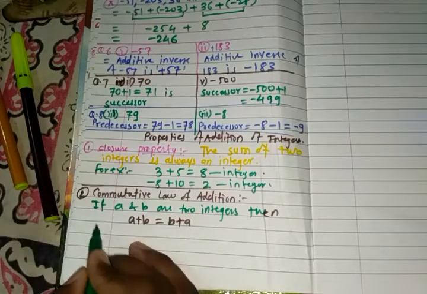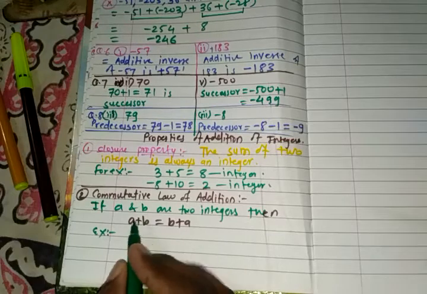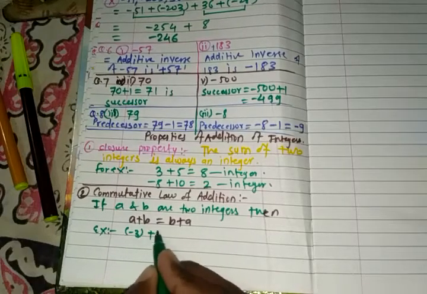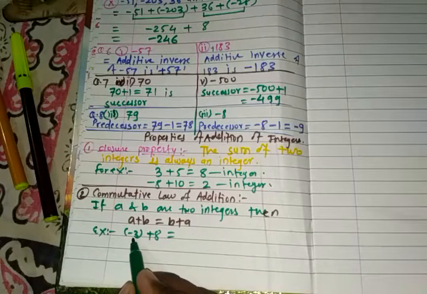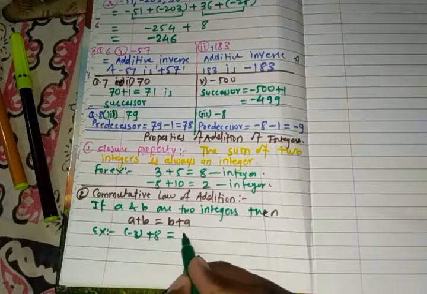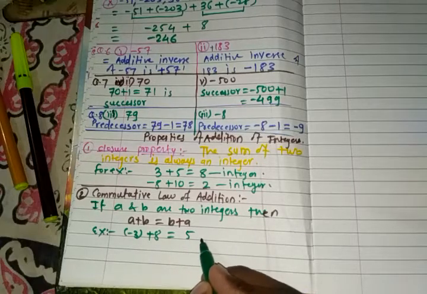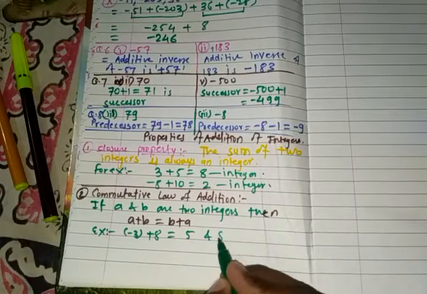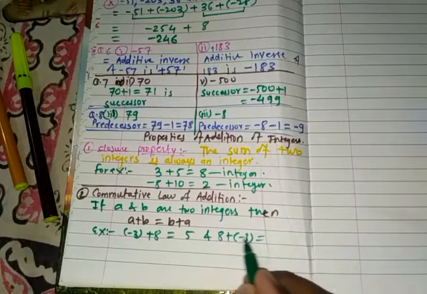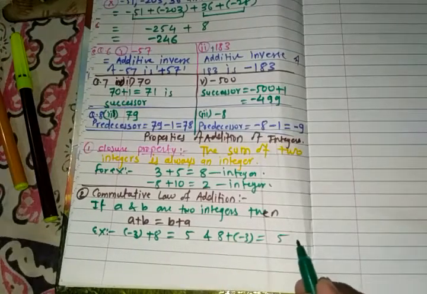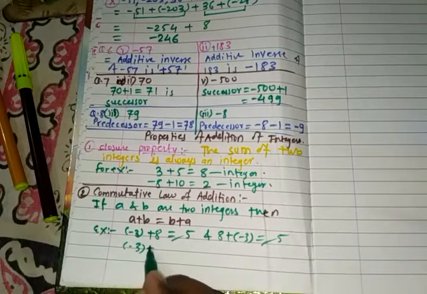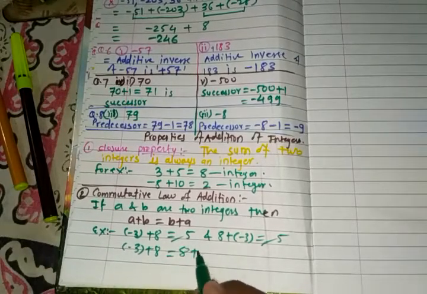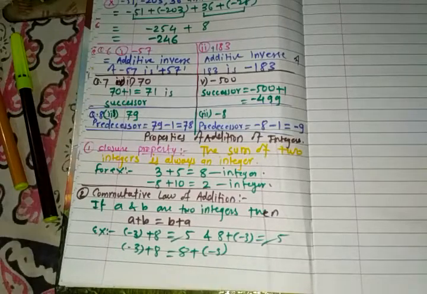Let's take an example of that. Suppose minus 3 plus 8. Let's do the addition of that. Different sign, so subtraction, 8 minus 3, 5 is there. After that, change their order, 8 plus minus 3, again subtraction, so it comes 5. In both cases, see that the answer comes the same, so we can write minus 3 plus 8 is equal to 8 plus minus 3.